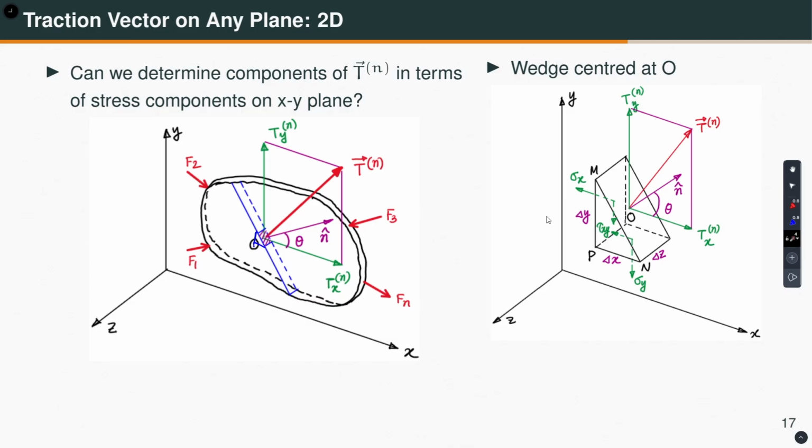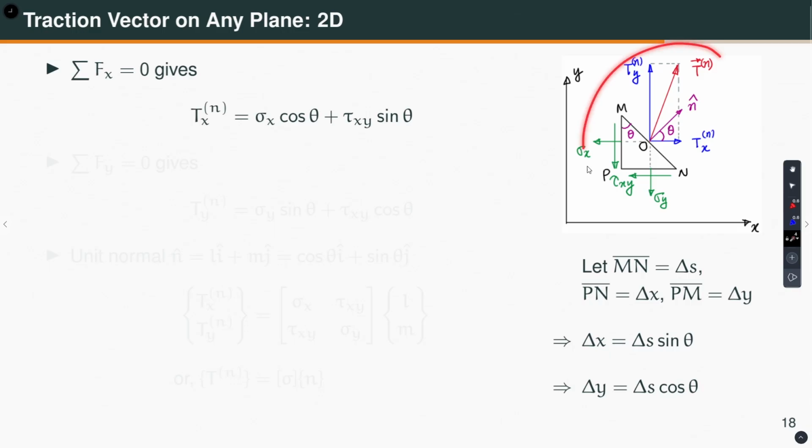Okay. So, now if you take this wedge and look at it in this direction, so let us simplify this figure. Okay. So, then I get something like that, right. So, this is Tn, Tny, Tnx, and this is my unit normal making an angle theta with the x axis. That means, this angle is also theta. Okay. Let us say this length is delta s, this length is delta x, and this length is delta y. Then using simple trigonometry with this angle being theta, I can say delta x is equal to delta s sin theta, delta y is equal to delta s cos theta.